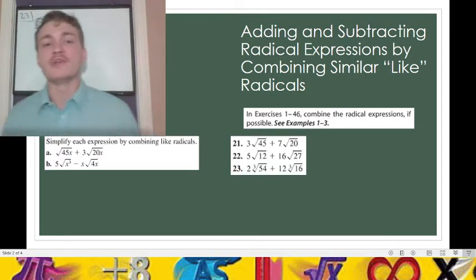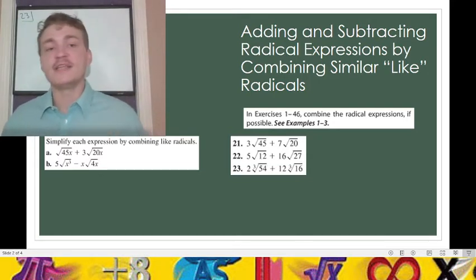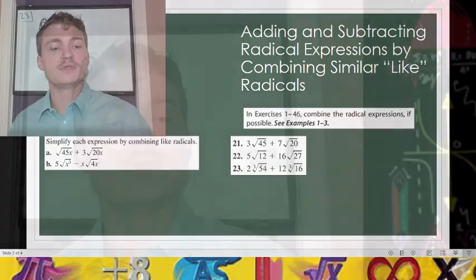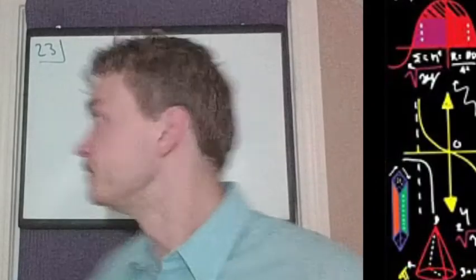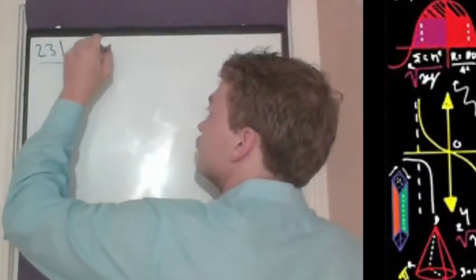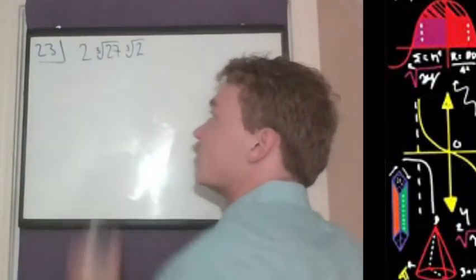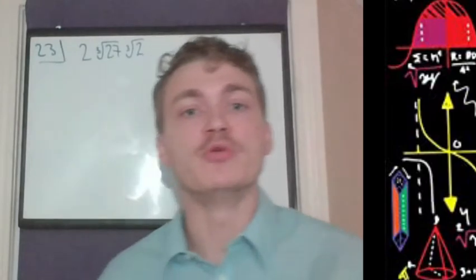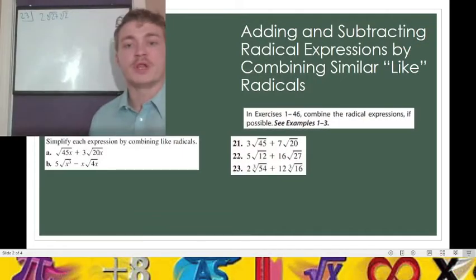Does 54, however, contain a perfect cube factor? Listing out those perfect cubes, 3 to the power of 3 is 27. 27 divides 54 twice. Using our product rule for radicals, even for cube roots, going to the full view there, 2 cube roots of 54. We rewrite that as 2 cube roots of 27 multiply cube root of 2 plus 12 cube roots of 16.